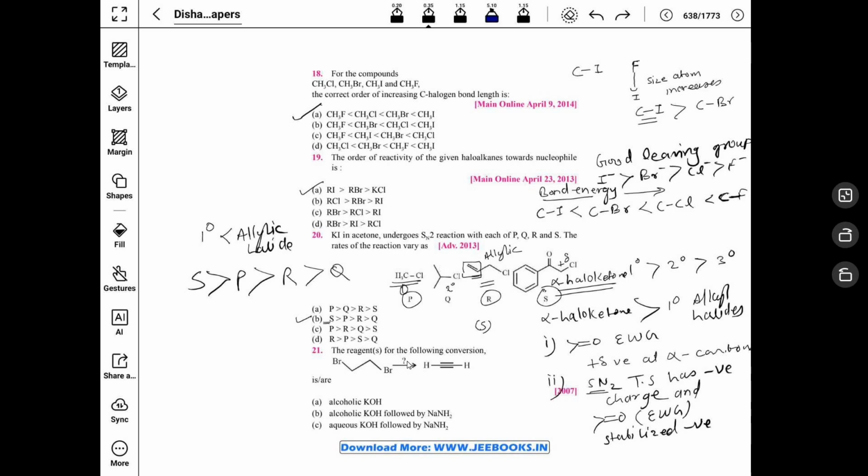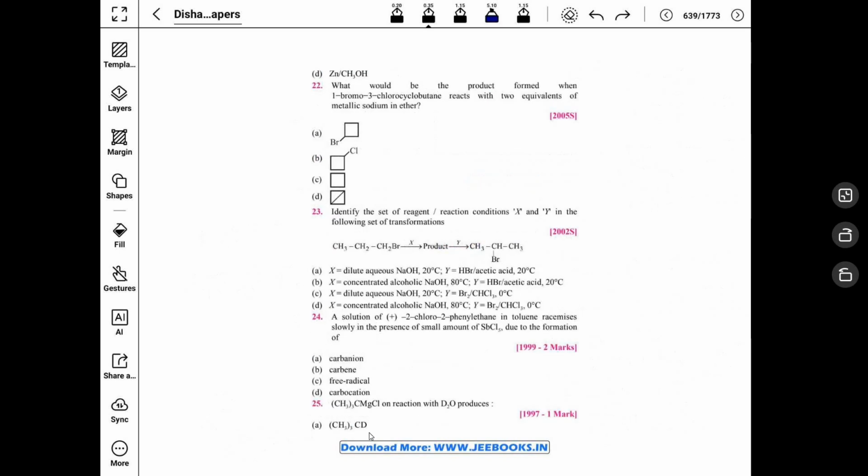Okay, now moving forward, the reagents for the following conversion. We have already seen this before. So this is the vinyl dihalide. Alcoholic KOH can remove one of the halides, but after that, to get this one you need sodamide. So alcoholic KOH followed by sodamide, yes, this is the correct answer. Aqueous KOH followed by sodamide? No, because aqueous KOH is a strong nucleophile, so it will lead to substitution rather than elimination. So therefore this is not the correct answer. What is the fifth? Zinc. No, this is a reducing agent.